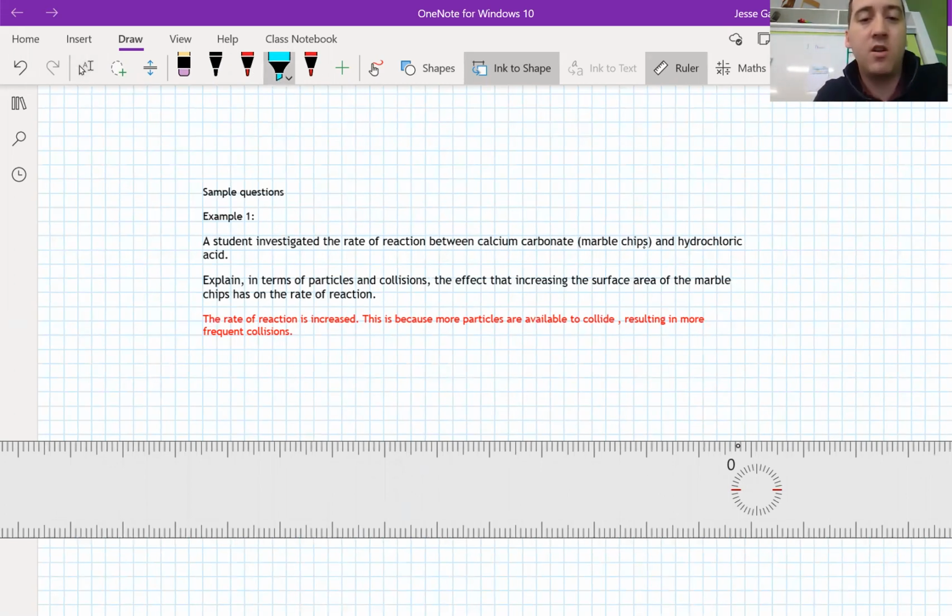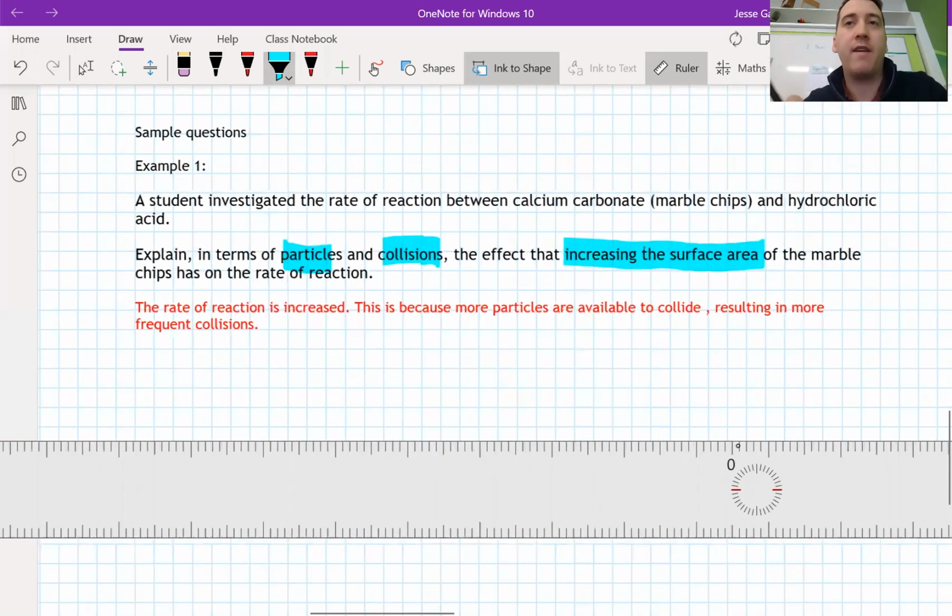Okay, so look what it's asked us to do. Explain in terms of particles and collisions the effect of increasing the surface area of the marble chips. Okay, and explain the effect it has on the rate of reaction. So if we increase the surface area, what effect does it have on the rate of reaction? The sample answer is shown in red. What I want you to do is just have a quick read of it yourself. Okay, I want to talk about this answer.